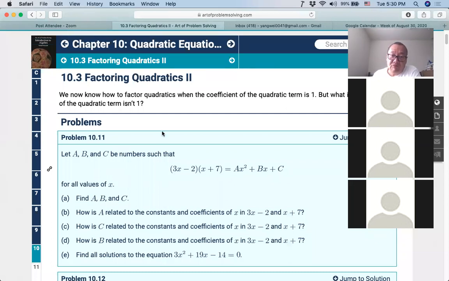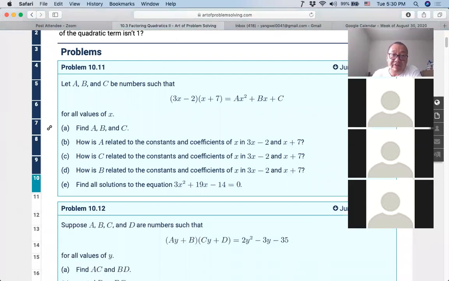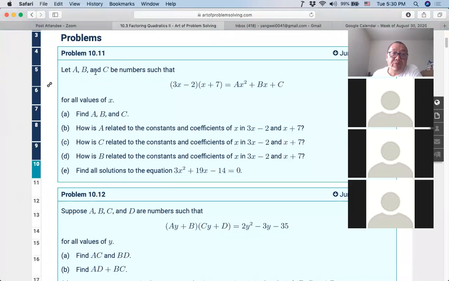Now let's see this example, 10.11. Let A, B, C be numbers such that (3x minus 2) times (x plus 7) equals ax squared plus bx plus c for all values of x. Then find A, B, C. Can anybody try this problem? If you have answers, send me your answer in private chat. Everybody try this on your scratch paper. How to do this?